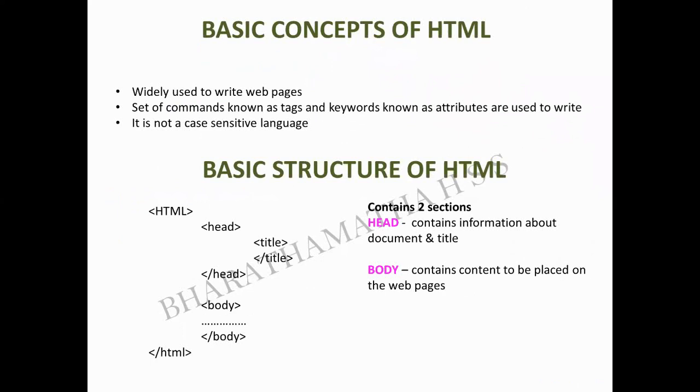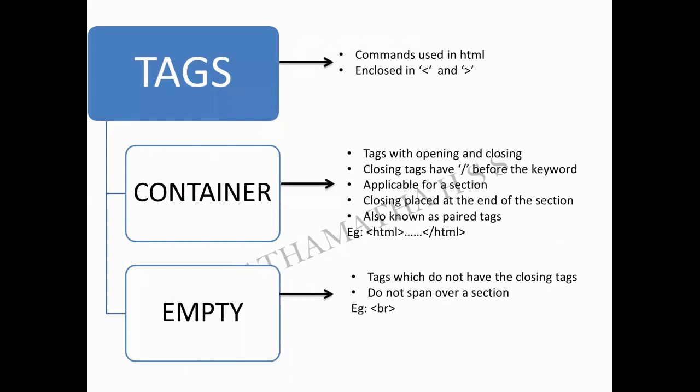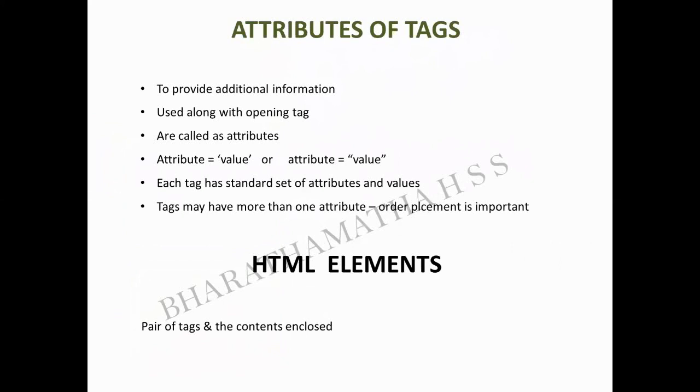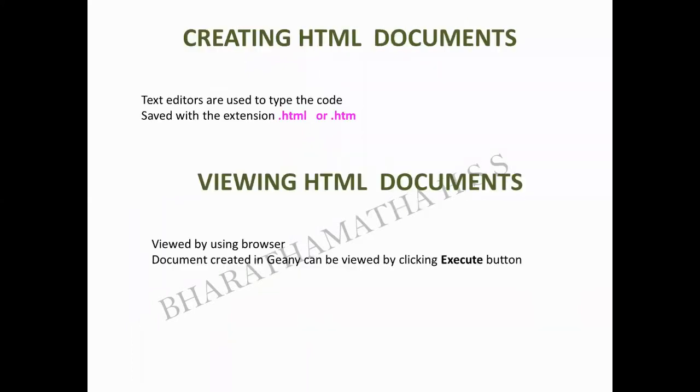So this is your general structure of your HTML coding containing two sections, head and body, which has two types of tags, container tags and empty tags. Along with your tags, we add some important properties also, which are also called additional information. Each attribute has a standard set of values. While creating, we have to create your documents with HTML and save them with the extension .html or .htm. Viewing the HTML documents.